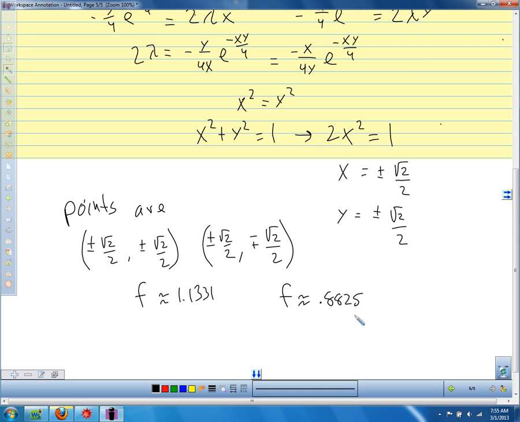Well, now we need to look at the interior. So this is on x squared plus y squared equals 1. Now we need to look on the interior. On the interior, we're going to use the methods that we already have worked with. Find the first partials, set them equal to 0, and find our critical points.